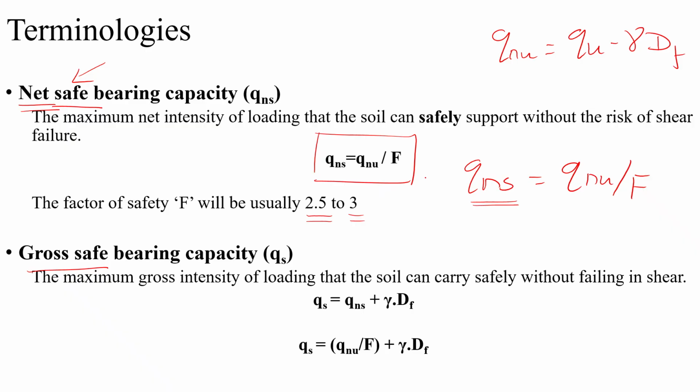So QS or QGS, if you want, you can use that. But my conventional terminology is to use simply QS. As I have told you, it is not always necessary to mention it as gross ultimate bearing capacity. Just ultimate bearing capacity is sufficient, right? So instead of mentioning it as QGS, I'm going to use QS. QS is nothing but net safe plus gamma times Df.